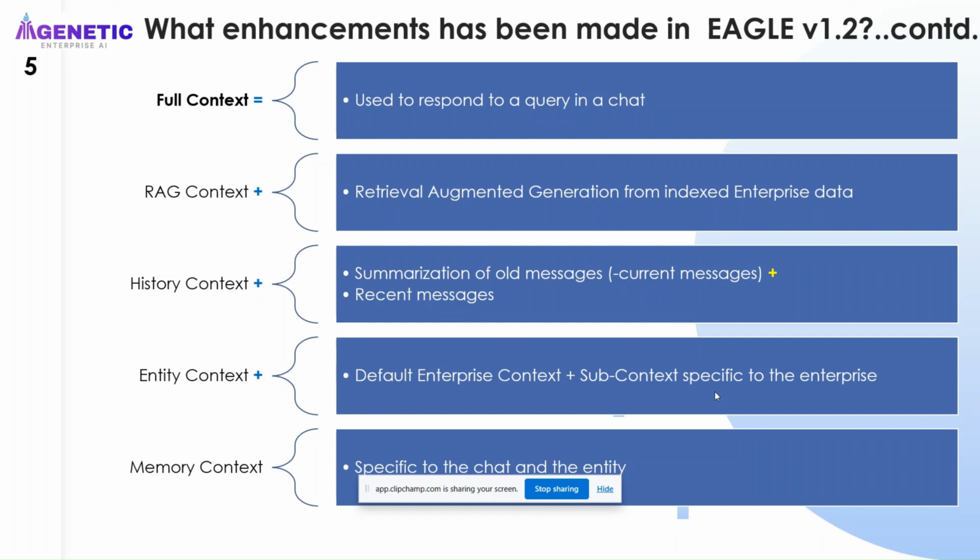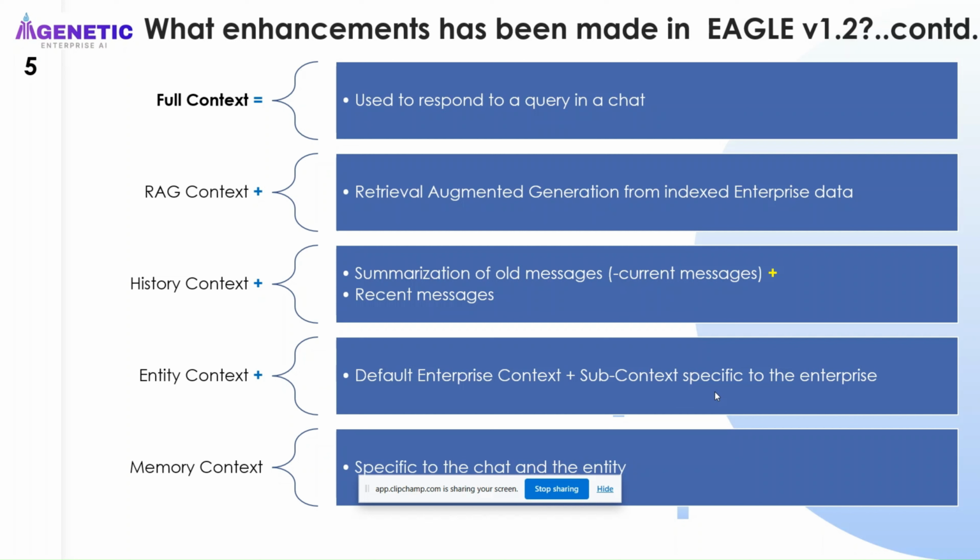It requires history context, which we already talked about, summarization of old messages plus recent messages, which helps it bring out the right information out of the RAG context. Then comes the entity context, which we once again discussed. There is a default enterprise context plus subcontext specific to the enterprise. This also helps in improving the quality of a query.